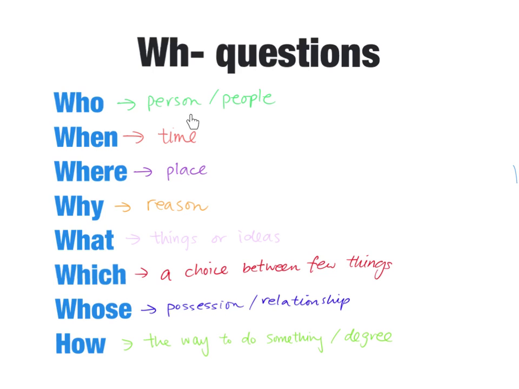For who, we ask about person, people. For when, we ask about time. For where, we ask about place. For why, we ask for a reason. For what, we ask about things, objects, ideas. For which, we have several things and then we want to choose, we want to have a choice. For whose, we talk about possessions.